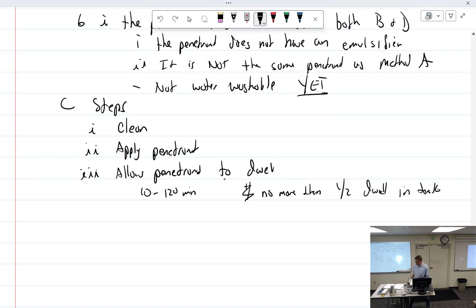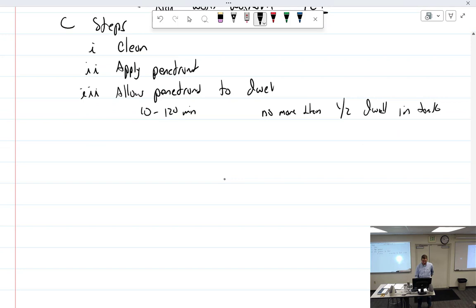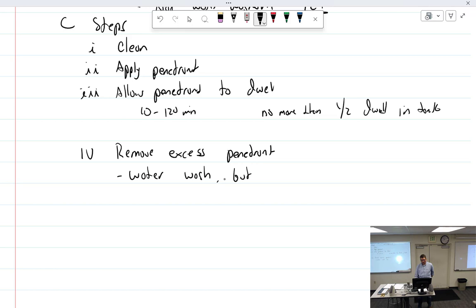Let's see. What comes next? You know, wash it off, or you have to figure out how to emulsify it. There we go. Add emulsifier. Okay, yeah, I figured that out. So the next thing is, it's kind of weird. Remove excess penetrant. We're going to do a water wash. But this will not remove all penetrant.